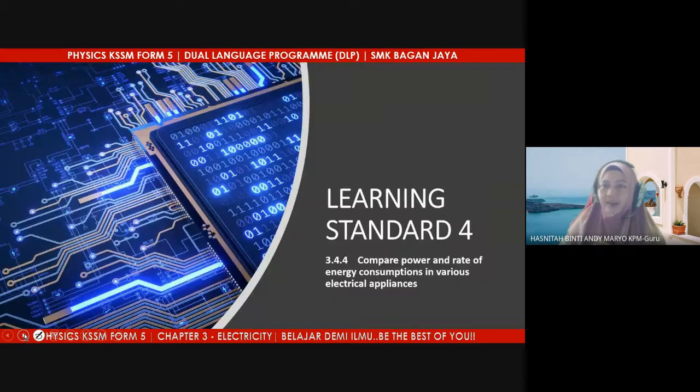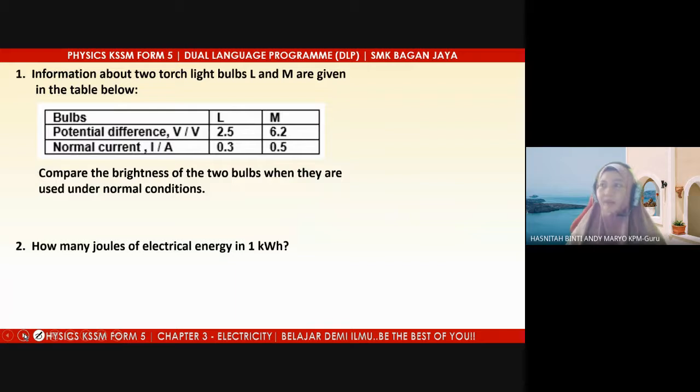Alright. Okay, so that is a few examples of questions involving the 2 formulas we generated earlier from 3.4.1 and 3.4.2 to find power, electrical energy used, resistance, current, voltage, and so on. Okay, can we continue with learning standard 4, students? Compare power and rate of energy consumption in various electrical appliances. Okay, this is the first example in the 4th learning standard.